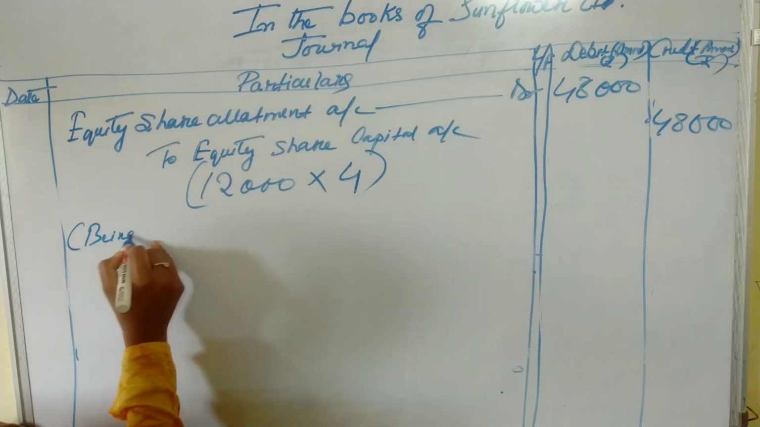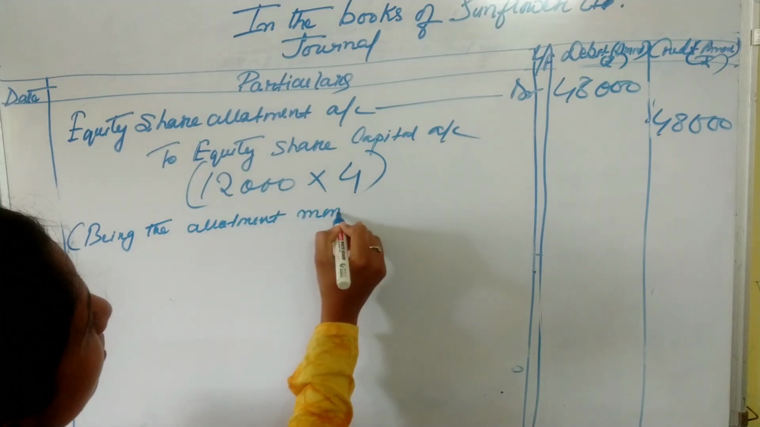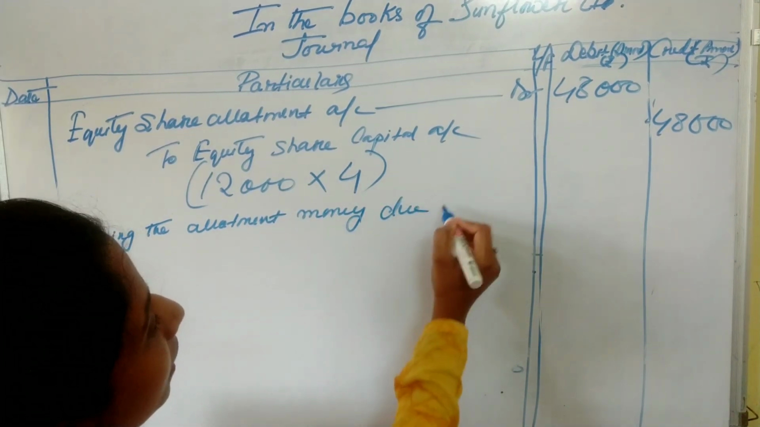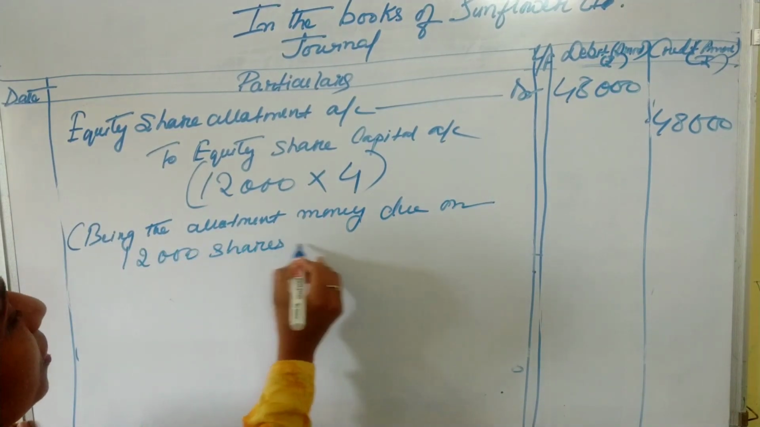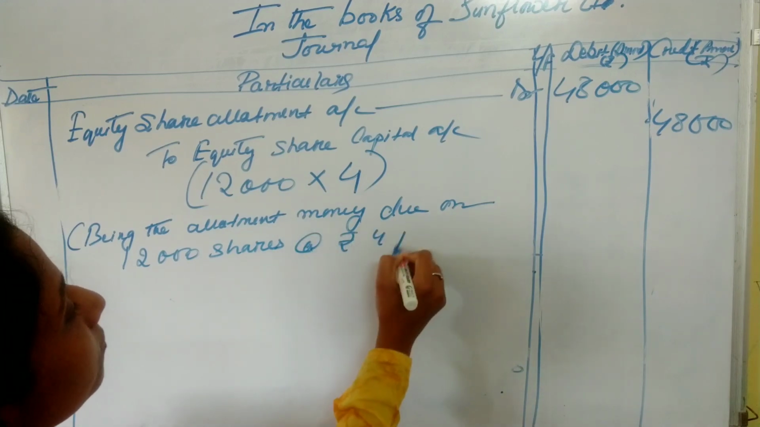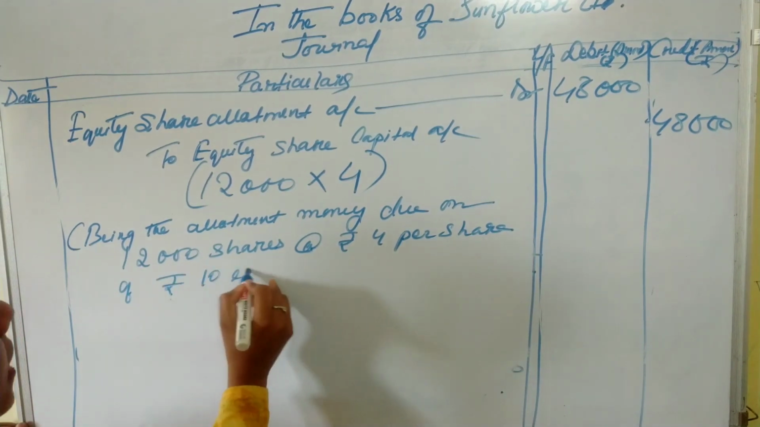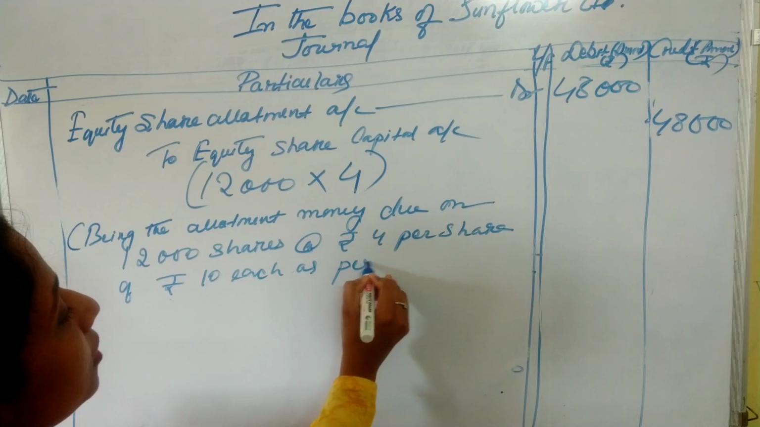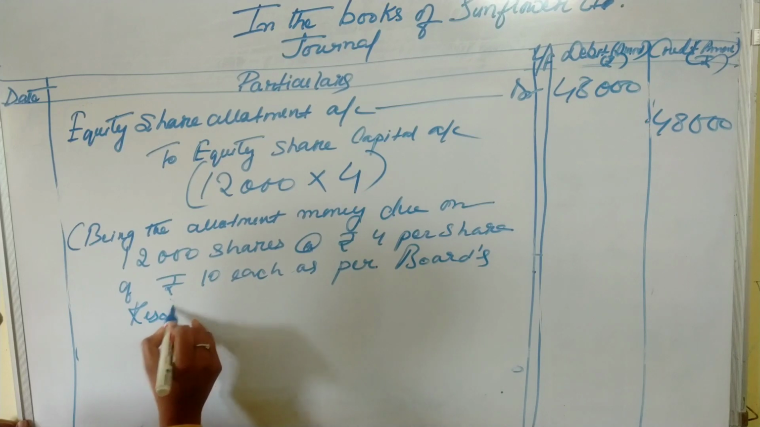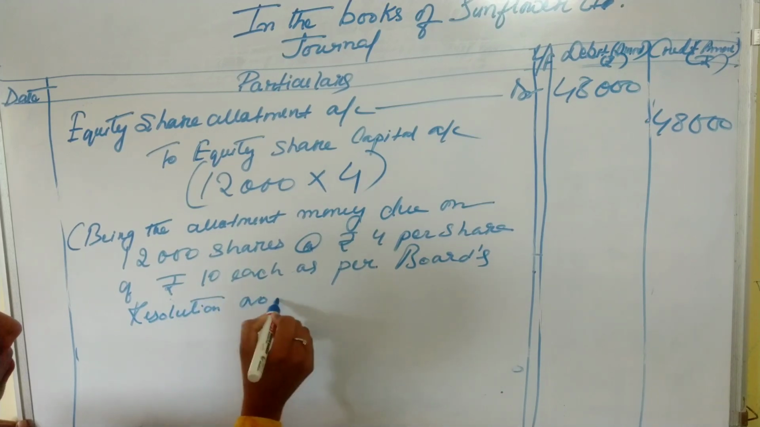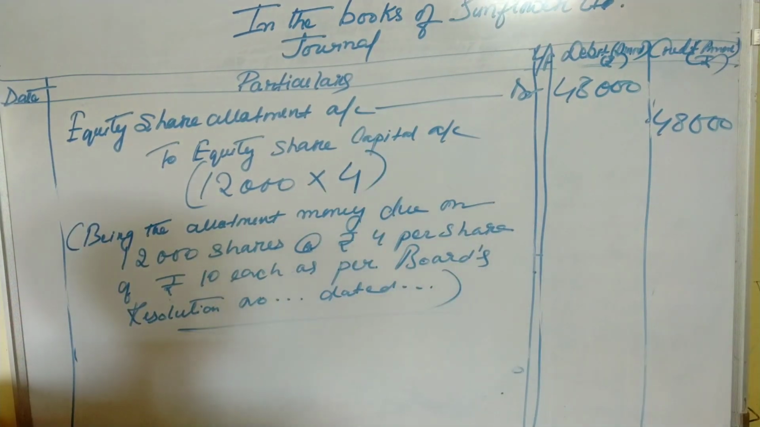Being the allotment money due, it is a due entry, due on 12,000 shares at the rate of rupees 4 per share of rupees 10 each as per board's resolution number dated ... So see, this is the due entry for allotment.